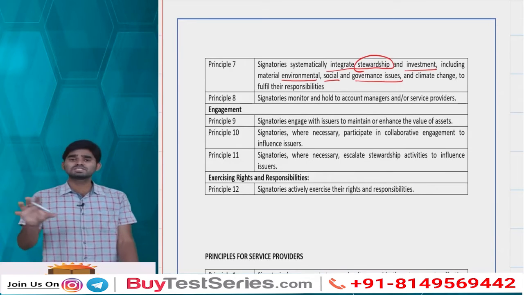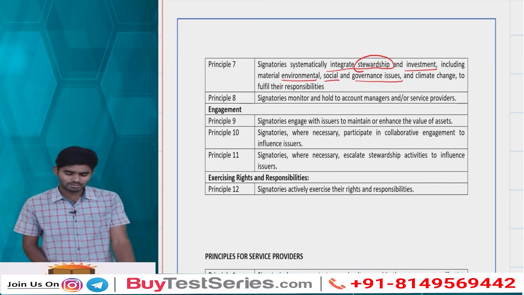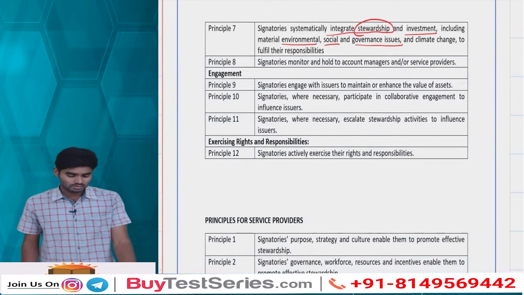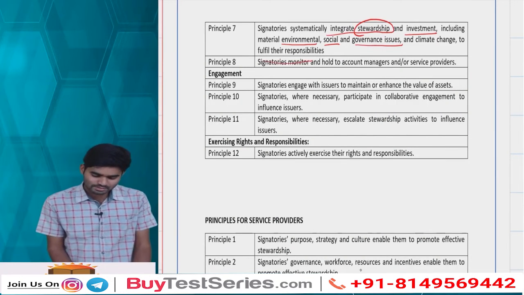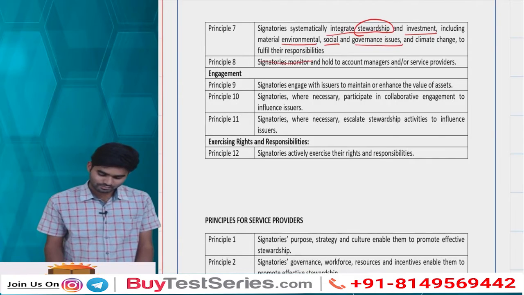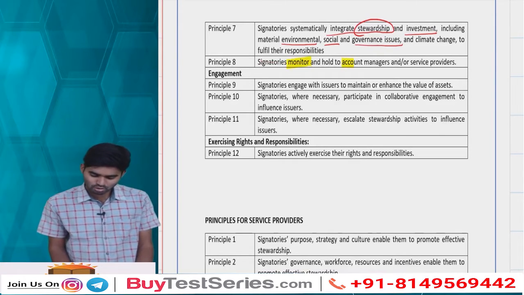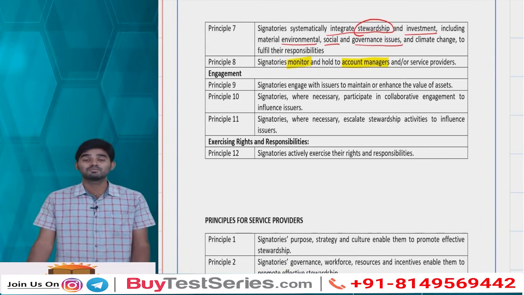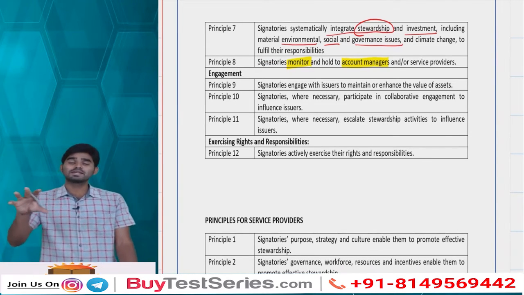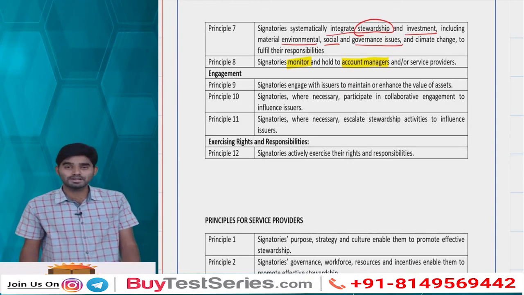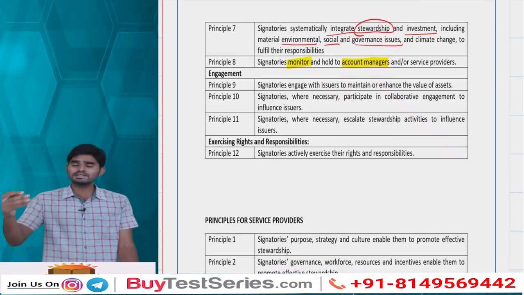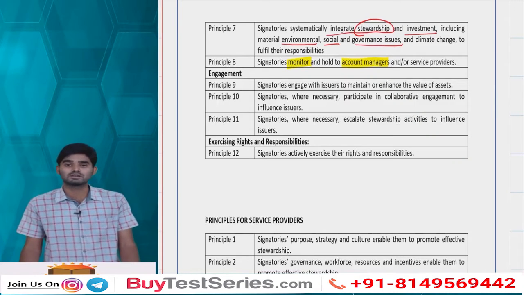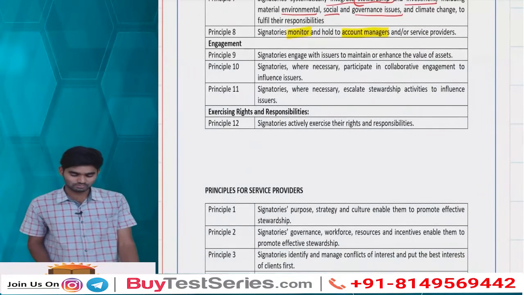So that is what we say, ESG guidelines, right? Environmental, social and governance. Then the last principle with respect to investment approach: the signatories shall monitor and hold to account the managers or the service providers. So when you are making any investment in these investee companies, you always monitor them, integrate with those companies, engage with them, and constant monitoring shall be there on the part of these investee companies.